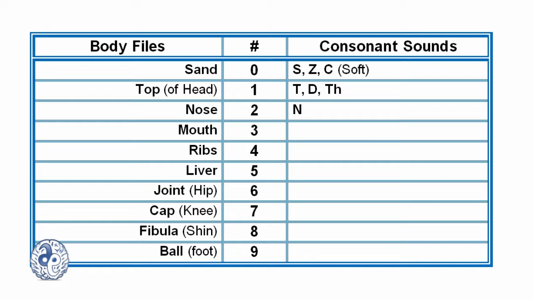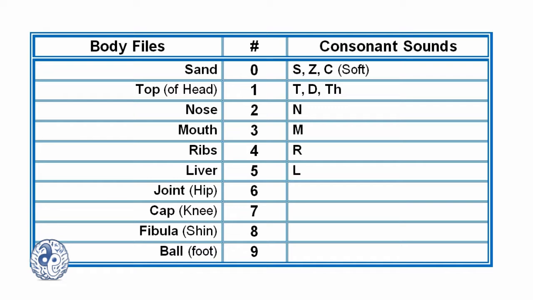The next one is mouth. So every time you see the number 3, you pick the first letter, which is M, and that's the consonant sound you're going to apply to the number 3. The next one is ribs. The corresponding number is 4, and the consonant sound for that is R for ribs. The next one is liver, 5. The consonant sound is L.